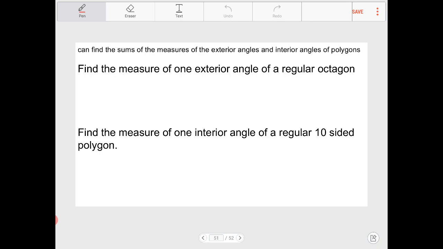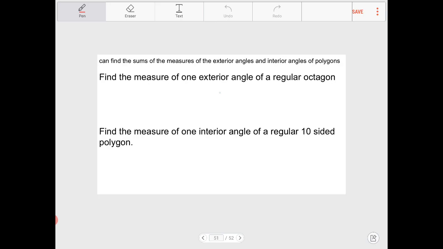So to find the measure of one exterior angle of a regular octagon, we know that an octagon has 8 sides, and the sum of all the exterior angles in any shape, regardless of how many sides it has, will always be 360. So the answer to the first question on the slide is 360 divided by 8, which is 45.